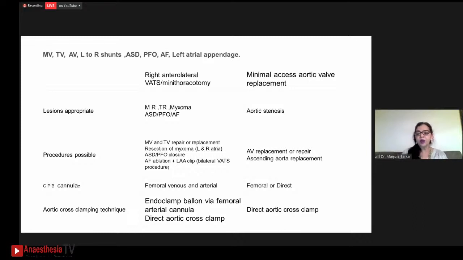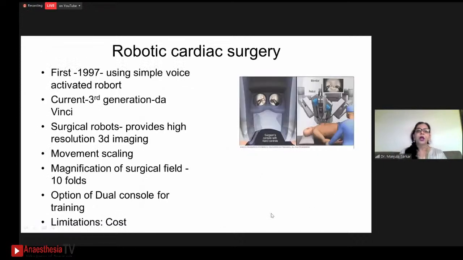AV replacement or repairs, ascending aorta replacements. For CP bypass cannulation, a femoral venous and arterial cannula is required. Femoral or direct cannula can be done. Aortic cross clamp techniques: endoclamp balloon by a femoral arterial cannula, or direct aortic cross clamp can be done.